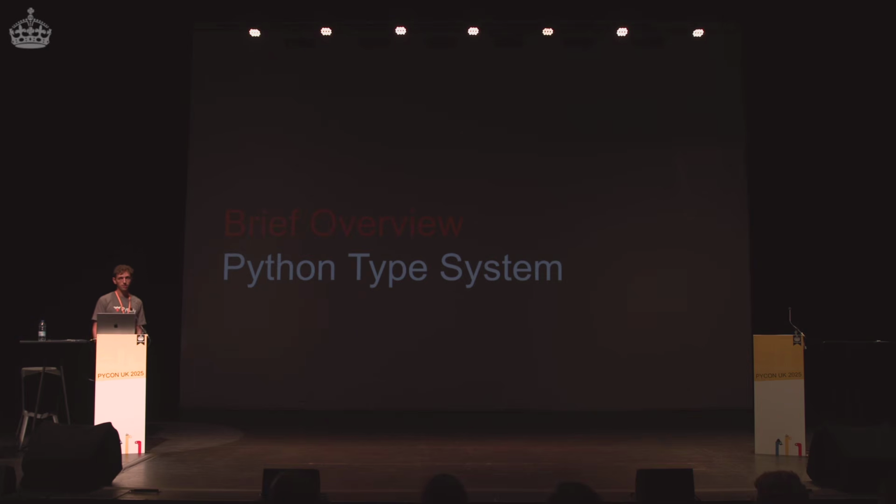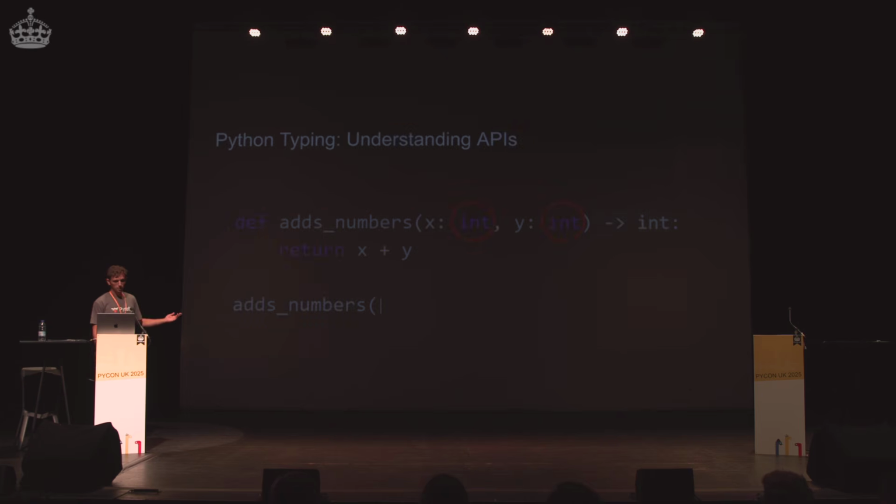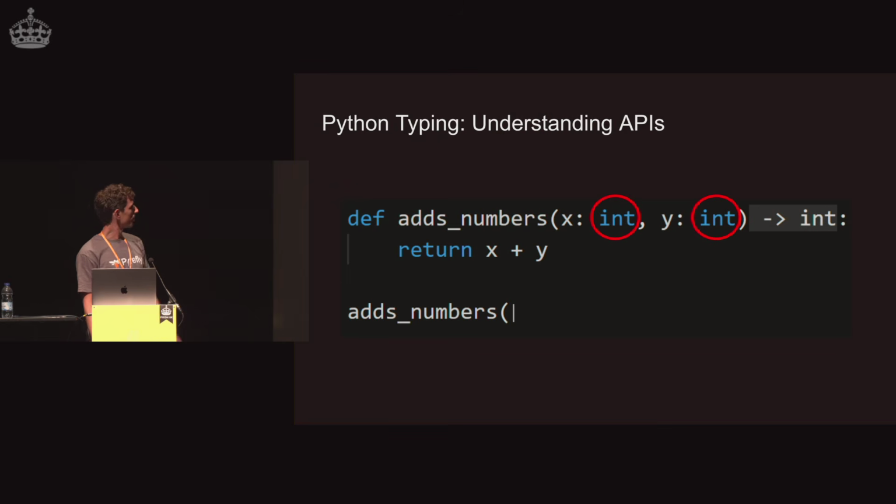So, types were added to Python in 3.5. Since then, you've been able to annotate your program with the types of local variables, function parameters, and attributes. This can be really useful in a few ways. First of which is understanding APIs. Because I've annotated my parameters up there with two ints, when I call this add numbers function, I know to provide ints as arguments.